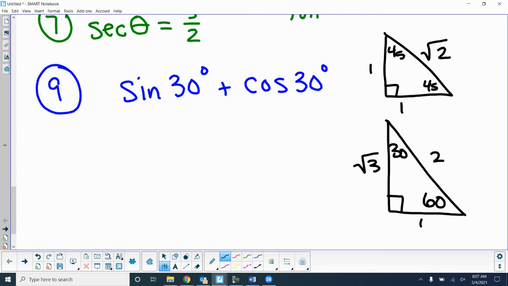So sine of 30. Remember, sine is opposite over hypotenuse. So here's the 30. Opposite is 1. Hypotenuse is 2. So that's 1 over 2. Okay. Cosine of 30. We're still looking at the 30. Adjacent over hypotenuse. Radical 3 over 2.